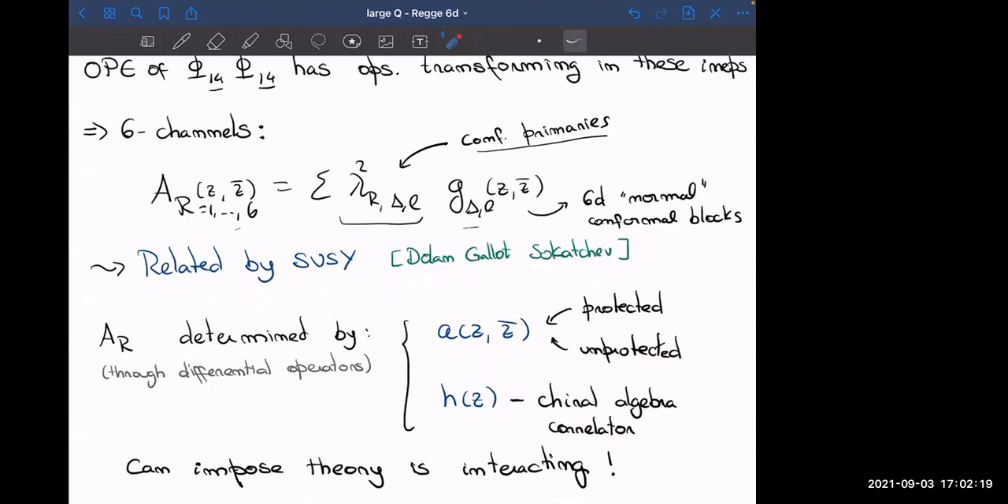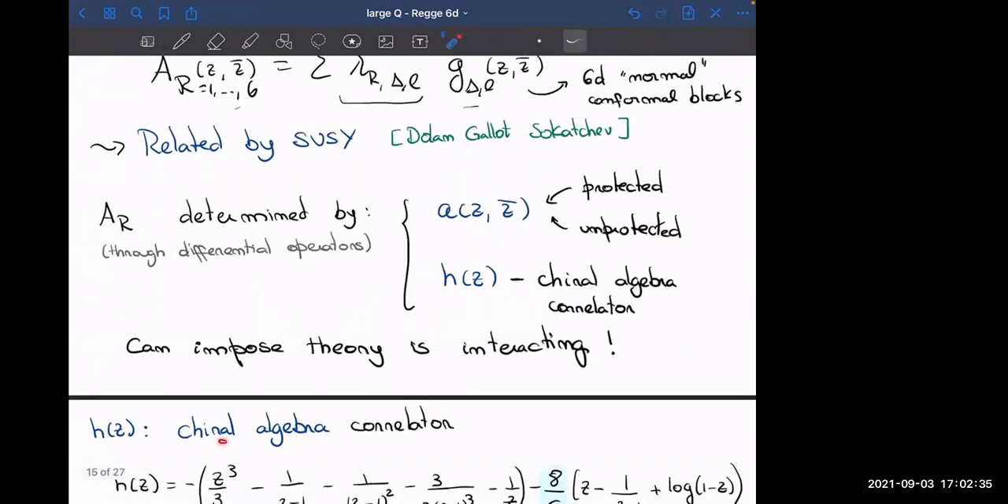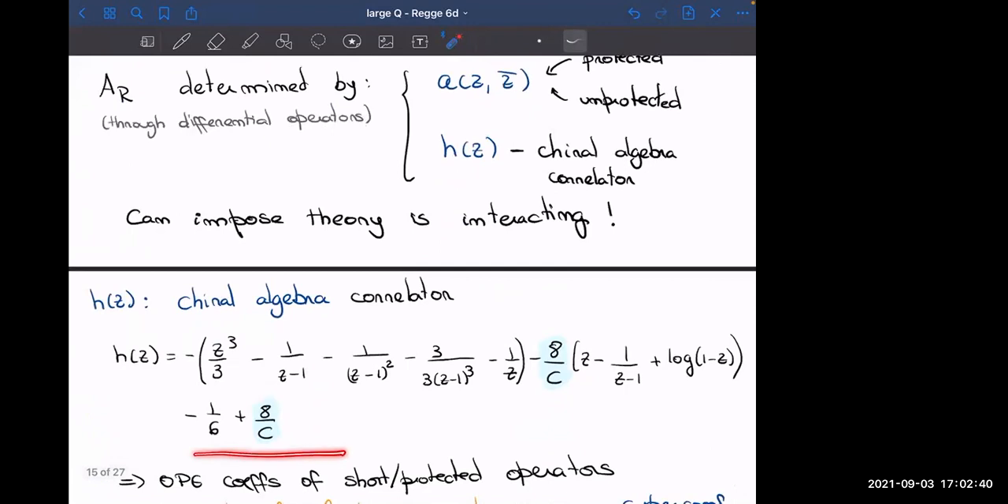And another nice feature of 6 dimensions is that we can actually impose the series interacting, because conserved currents of higher spin actually sit below the unitarity bound. So it's very easy just to set them to 0 and there are no ambiguities. As I said, this H is the chiral algebra correlator and it can be worked out explicitly. The particular form is not very illuminating. I just wanted to show that it's something we know explicitly and it depends only on one parameter, which is the central charge. Again, it's the 2-point function of the stress tensor.